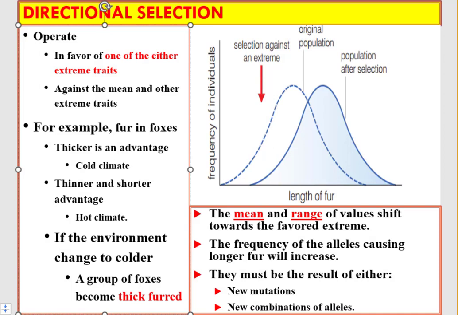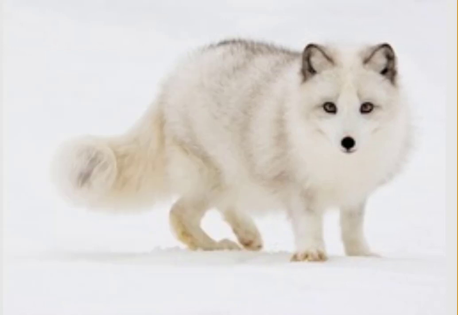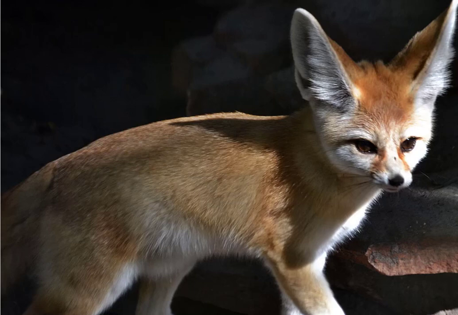Directional selection. Directional selection is a type of natural selection that operates in favor of one of the extreme traits and against the mean or average and the other extreme traits from a range of traits within a population. For example, let us see the fur of foxes in different environments. Thick fur or long hair in foxes is advantageous in cold climates, whereas thin and shorter fur in foxes is advantageous in hot climates.